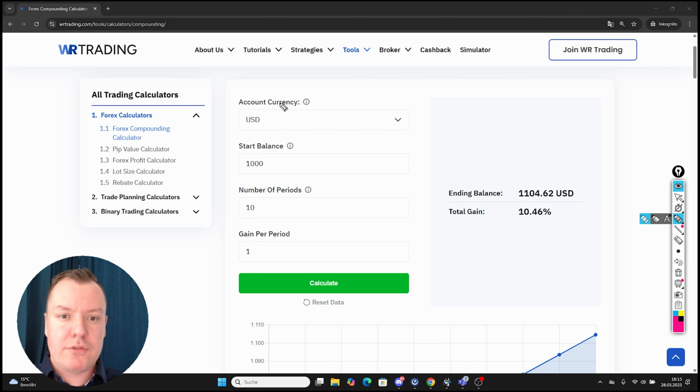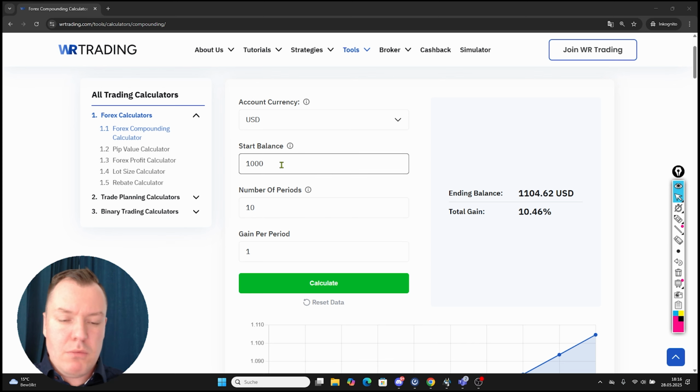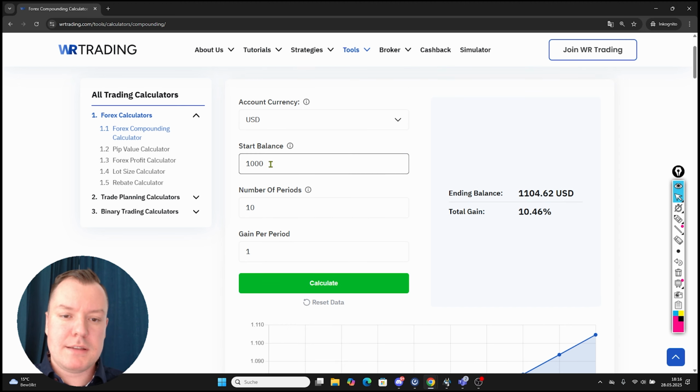First of all, you have to choose the account currency. It can be US dollar, it can be any other currency here. Just choose it and then you have to choose your account balance. You can start with $100, $10. What you want to choose depends on your budget. Some trading brokers offer you forex trading from $5, $10. Some traders start with $10,000 or even more. So I will keep this balance of $1,000.